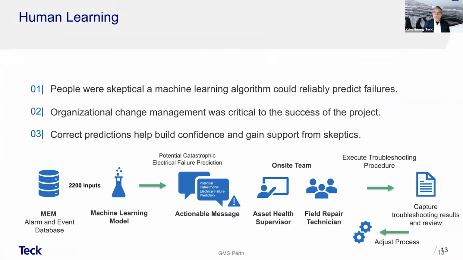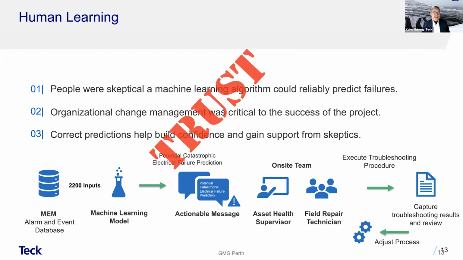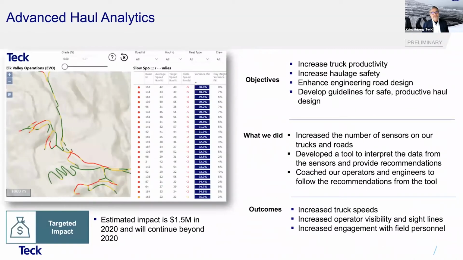Organizational change management was critical to the success of the project, and correct corrections helped build that confidence in skeptics, because one truck was brought into the shop when the machine learning algorithm said that there was a problem. The second problem was that when it was brought in, the technicians couldn't find a problem. At that point, the truck was sent back out. The machine learning algorithm said, there's a problem. And so they brought it back in, and they actually did find the fault. And that built more trust than anything else. And that's actually what gets systems used.